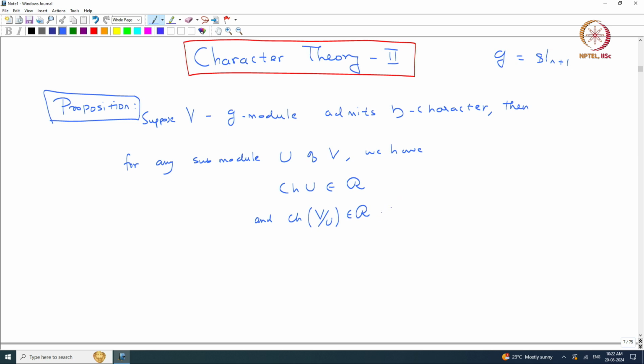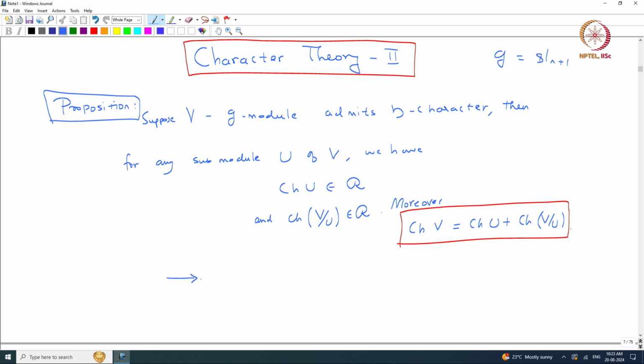Moreover, the character of V is indeed given by the character of U plus the character of V mod U. This is the most important identity. So, basically if you think in terms of the exact sequence, the character actually respects that exact sequence very well.